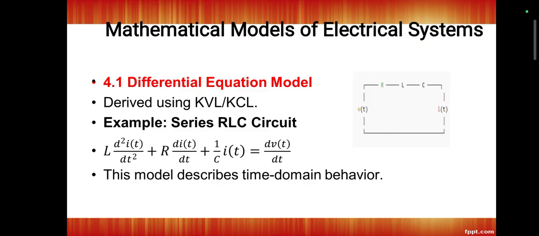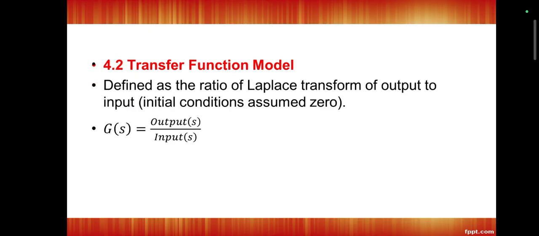These are the mathematical models of an electrical system. The first one is the differential equation model, derived using KVL or KCL. Considering a series circuit with RLC elements, the time domain behavior of the system can be written as L into d square i of t by dt square plus R into di by dt plus 1 by C integral of i dt is equal to dV of t divided by dt, which is called the time domain behavior of the system.